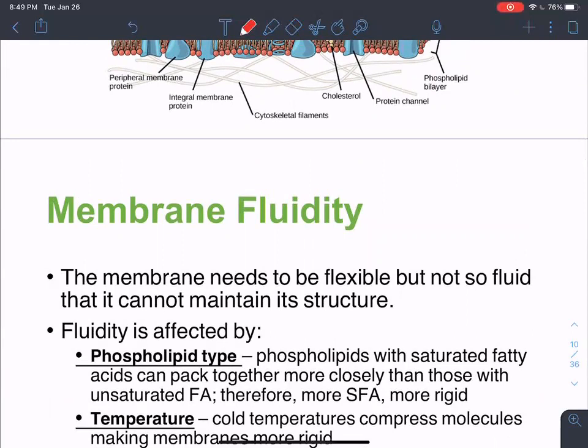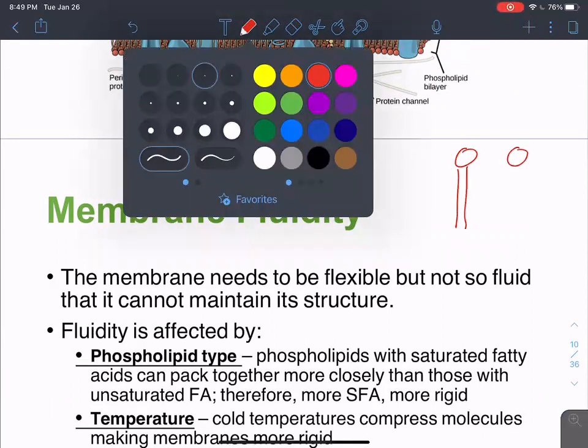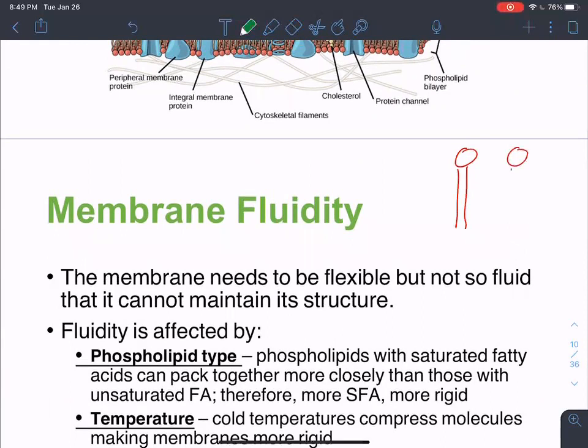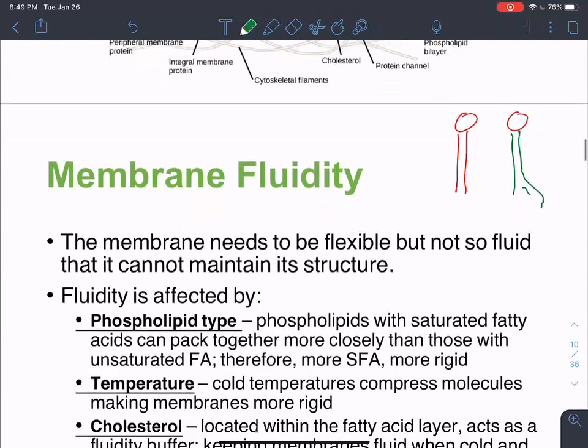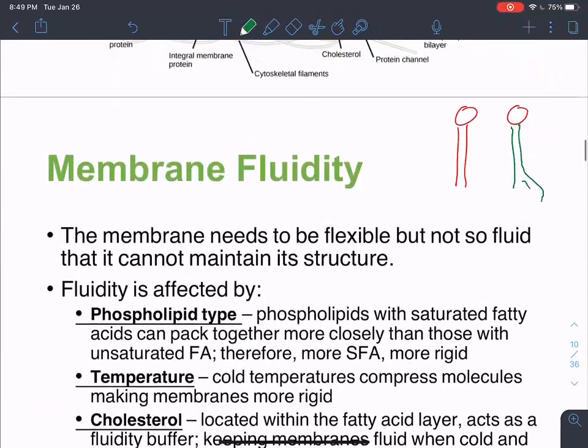Phospholipids that have saturated tails are straight. They have no kink. Unsaturated fatty acids are going to have one straight tail and usually one that's kinked. So that is an unsaturated fatty acid, because there's a double bond that causes the kink, at least one double bond. The ones that are saturated are going to pack more closely together than unsaturated fatty acids.